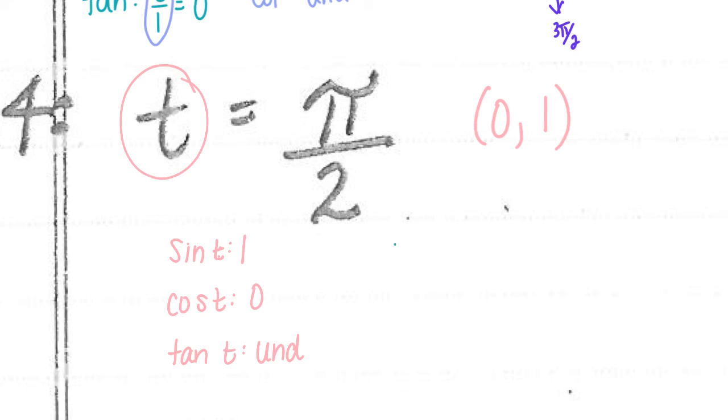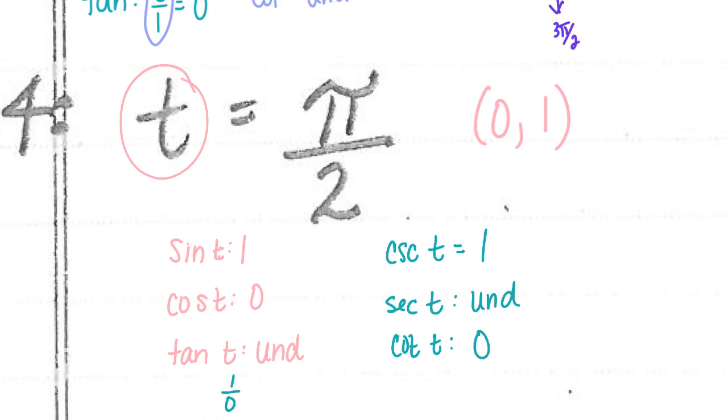Moving on. When I find the cosecant of t, I get 1 over 1, which is 1. When I find the secant of t, I get 1 over 0, which is undefined. And remember the tan was 1 over 0, undefined, so when I find the cotan of t, I end up getting 0 because I'm going to flip the 1 over 0 to give me 0 over 1, which is 0.